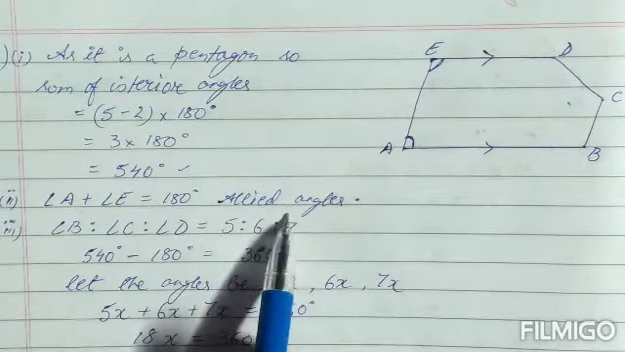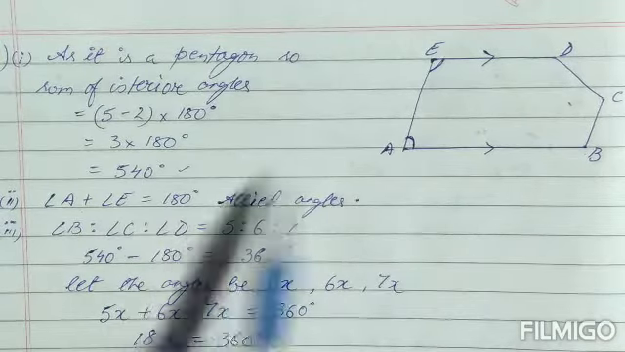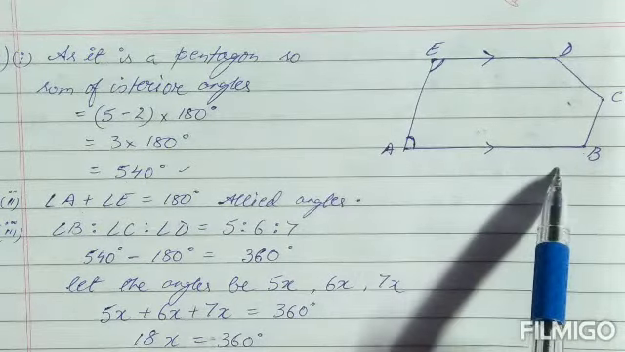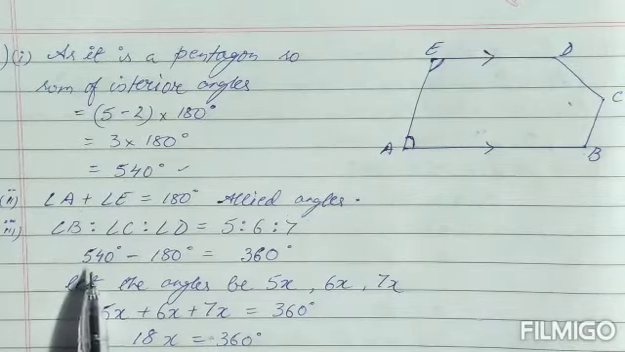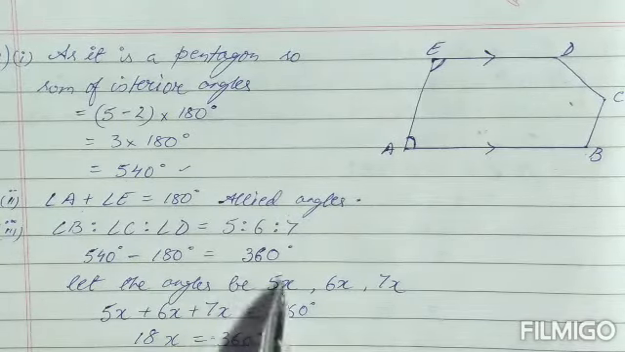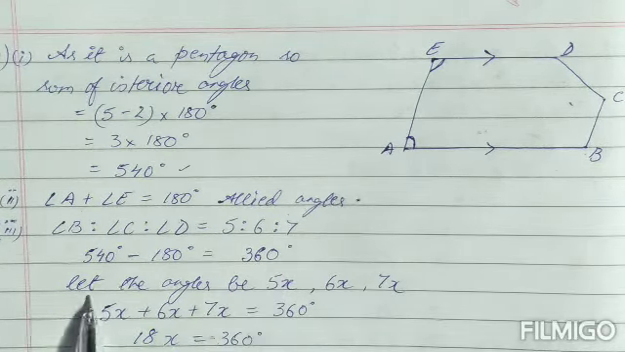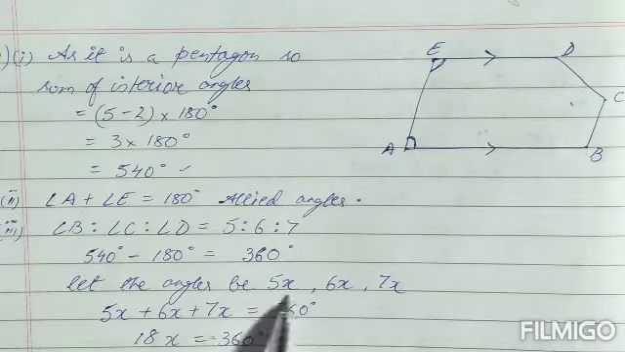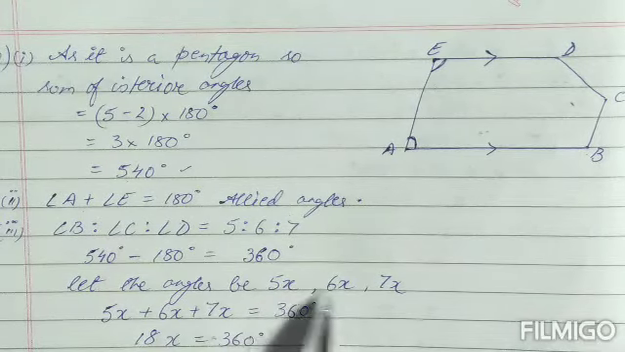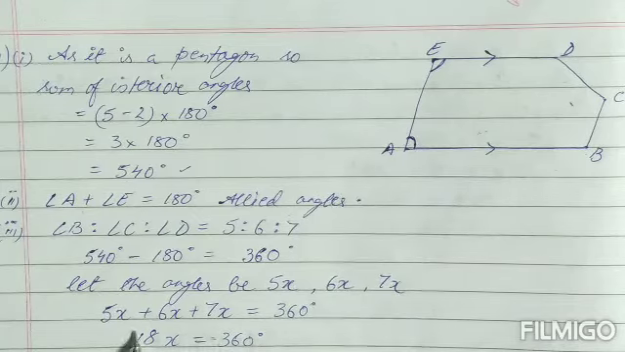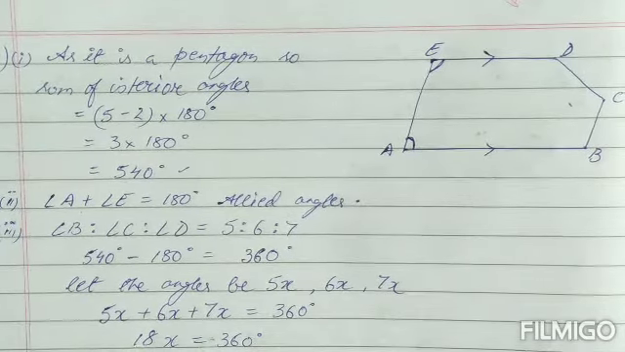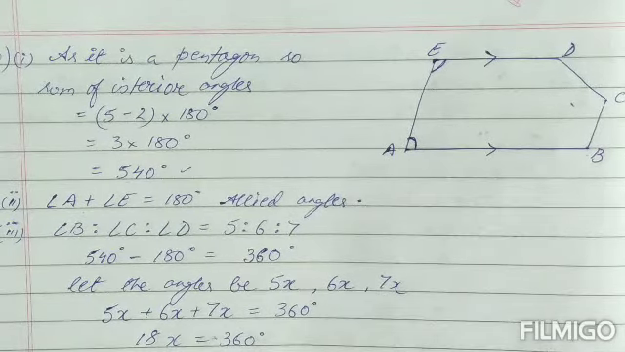So according to that, whatever the three angles are, their sum will be, when we subtract 180 from 540, 360. That means all the three angles should be equal to 360. Once again, the same way, you have to use a variable. Let the angles be 5x, 6x and 7x. The sum should be equal to 360 and x is 20 degrees.